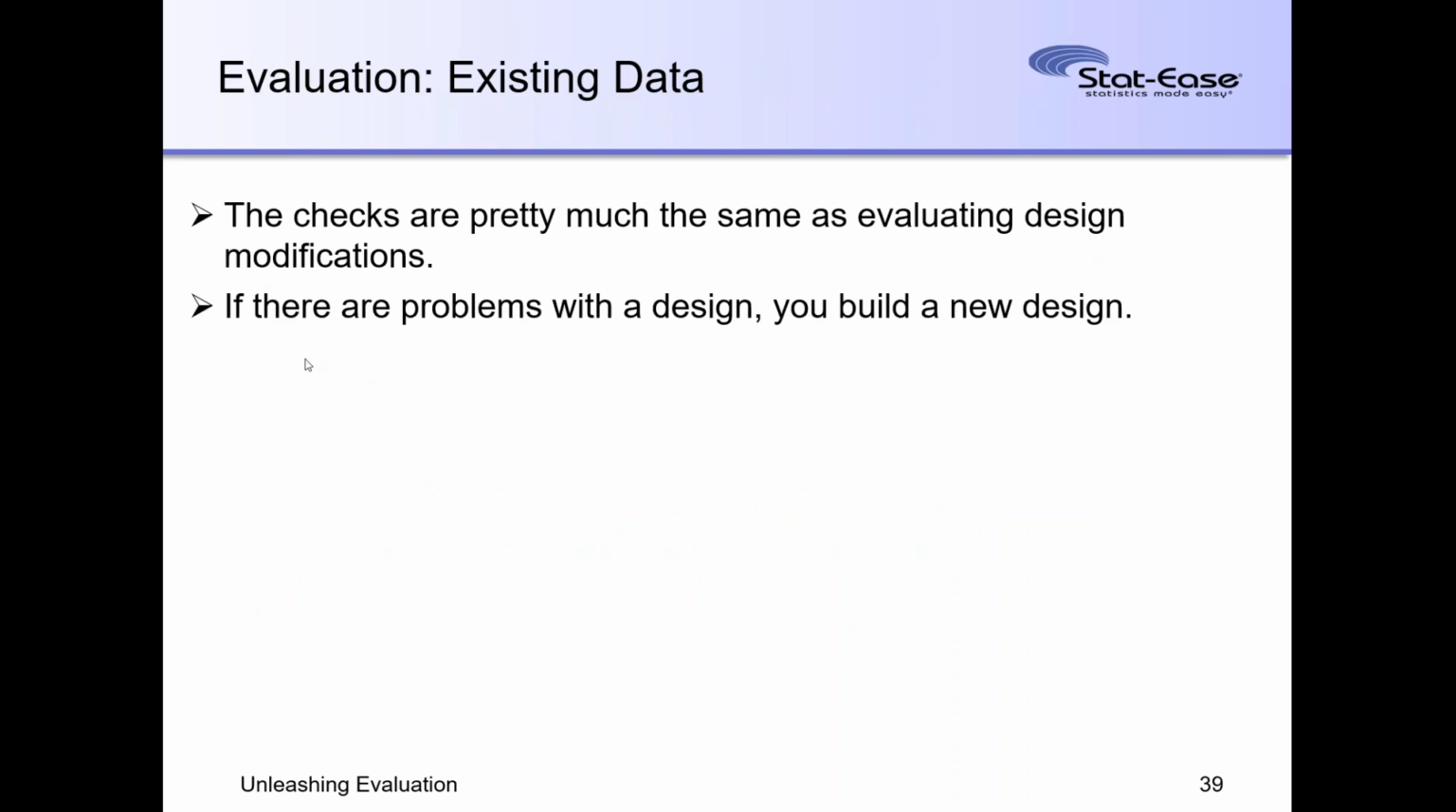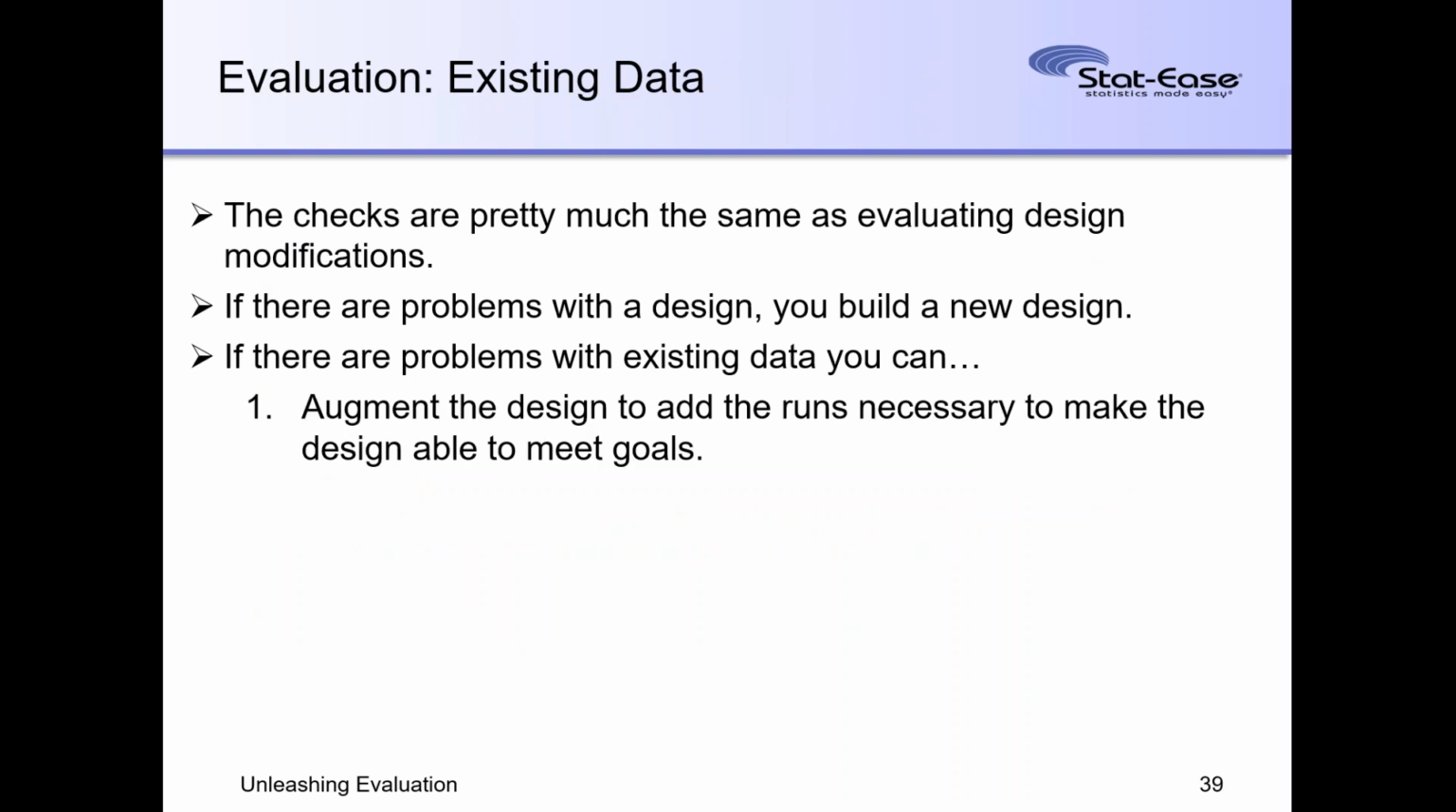The difference is if there are problems with a design, you build a new design. You change those extreme values, restrict them a little bit. You rebuild the design with constraints. But if there are problems with existing data, there are some other, different options. Number one, you can augment the design to add the runs necessary to make the design able to meet all those goals we showed you before.